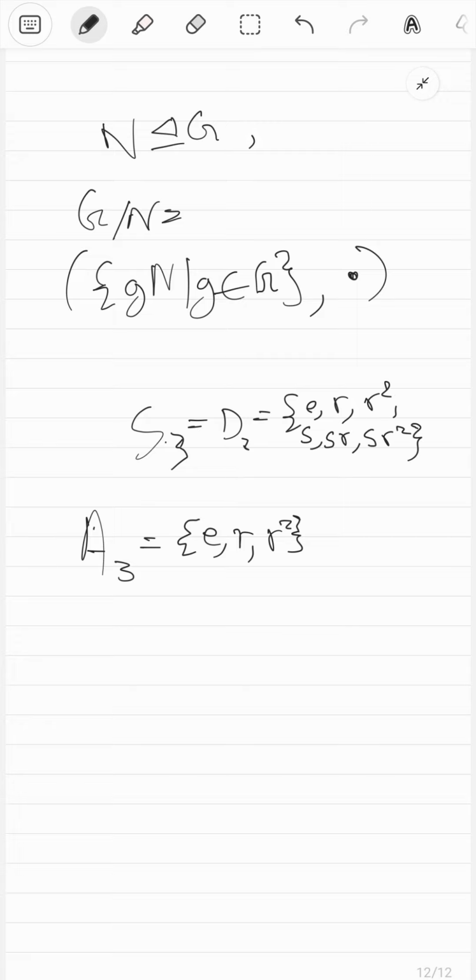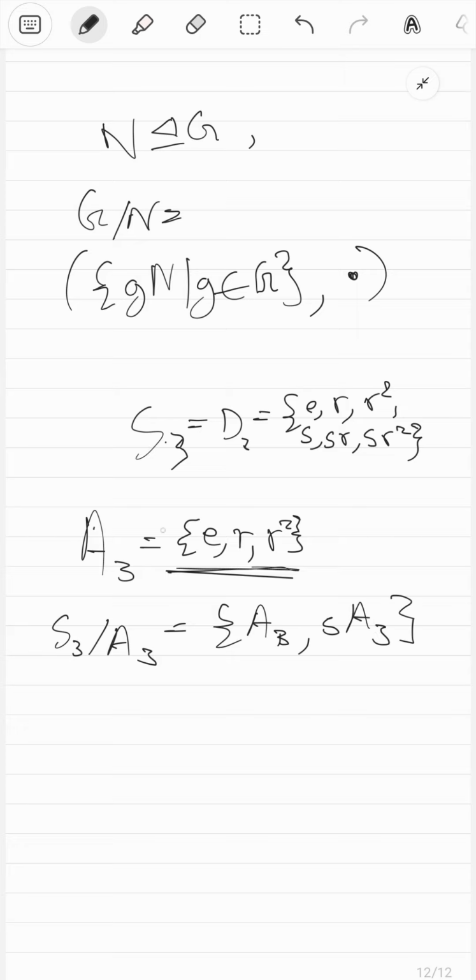And so now let's try to figure out what's the quotient of S3 with A3. What are the cosets of A3? We know that the cosets of A3 completely cover the group S3. So there are only going to be two cosets, because A3 has three elements and we need three more elements to cover it completely. And we know what that's going to be: it's A3 and S times A3, because S times E is S and then SR and SR squared. So that covers everything.